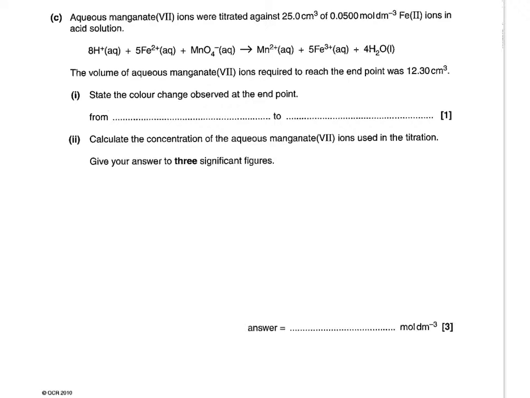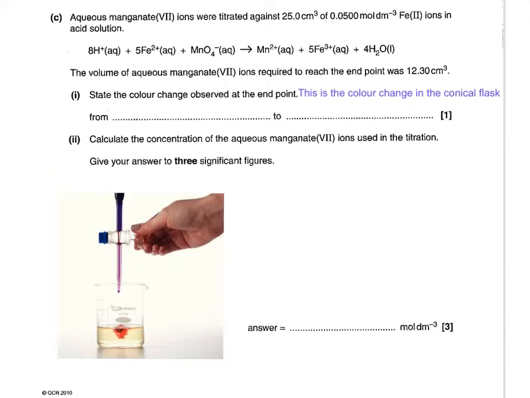So let's start by doing a simple example. It's got the equation that we've just worked out at the top of the page and asks us what the colour change was. We need to be careful here because it's the colour change in the conical flask as shown in the photo from the last screen. If you look at it quite carefully, it's a very, very pale green, isn't it? And it will go to purple, because you can see that the manganate solution in the burette is clearly a purple colour.